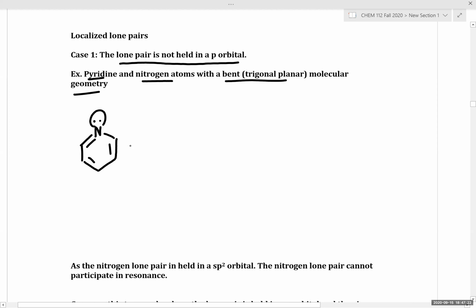So if we take a look and we unpack this nitrogen for a moment, what is the hybridization of this nitrogen? If it has two bonds and one lone pair, what is the hybridization of this nitrogen? sp2, okay? And this nitrogen has a p orbital that it is using for bonding.